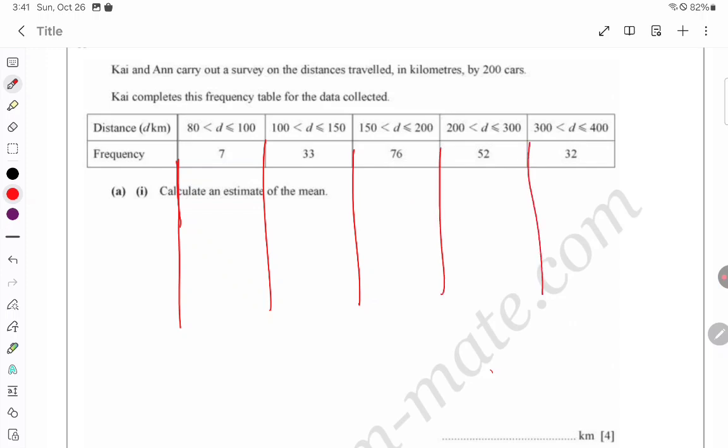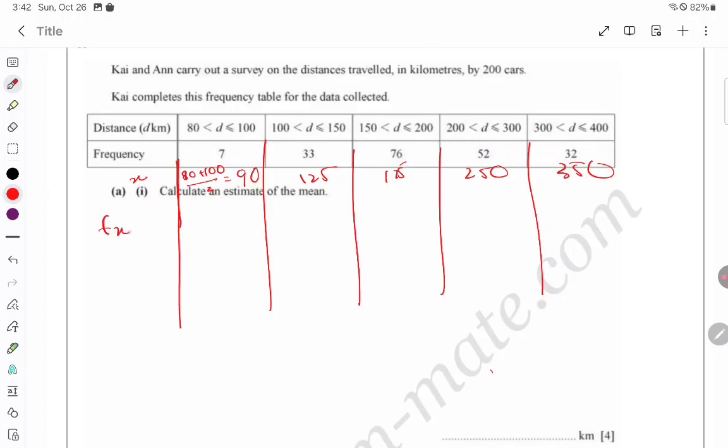In which, 80 plus 100 divided by 2 will give you 90. For x, again 150 plus 100, 250 divided by 2 will give you 125. 200 plus 150 divided by 2 will give you 175. And 300 plus 200, 500 divided by 2 will give you 250. And 400 plus 300, 700 divided by 2, the answer will be 350.